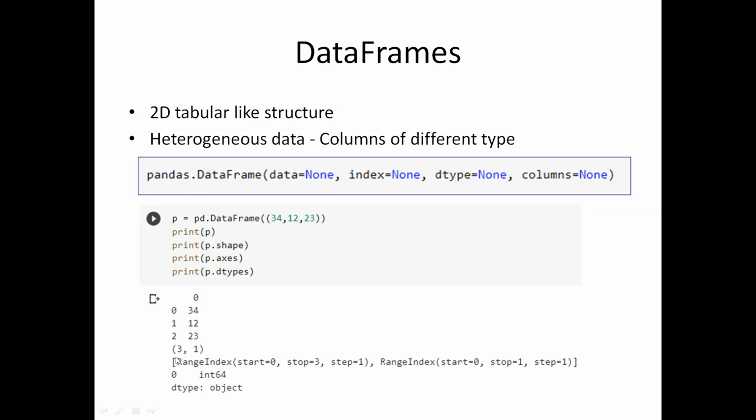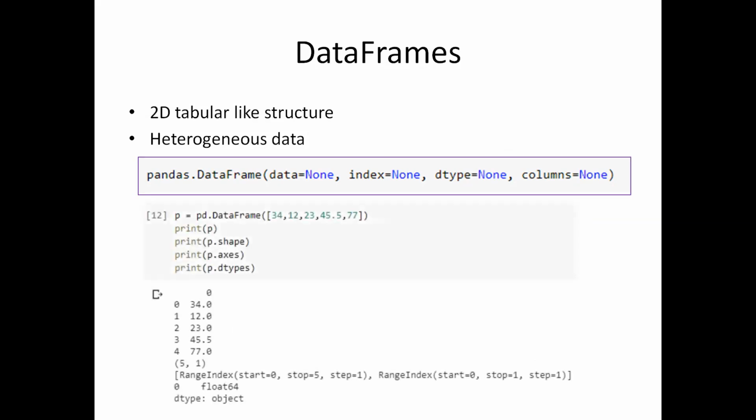And what is the shape of my data set? The shape of my data set is 3 comma 1, 3 rows and 1 column. So this is my shape, and if I want to print the axes, it starts from 0, it ends at 3 because we have 3 rows, and step size is 1, because the difference between the indexing is 1. The range index is also the same, start with 0, stop equal to 1, and step size is 1. Data type is integer type. So this is my data frame. Clear?